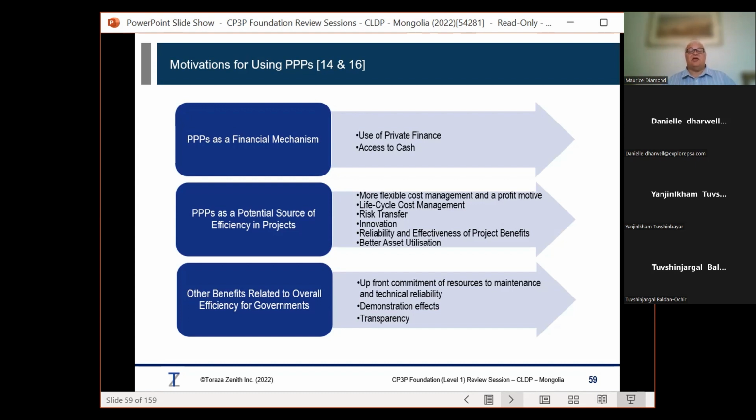Now, other benefits relate to an upfront commitment of resources to maintenance and technical reliability, demonstration effects that show we've had the private sector doing something in a particular way, it worked, we can do it like that in the public sector. And then finally you have transparency. And the rules around procurement and the rules for delivering a PPP are very much around transparency.